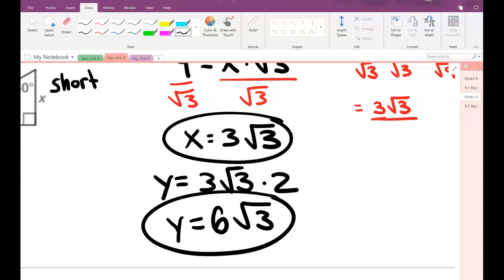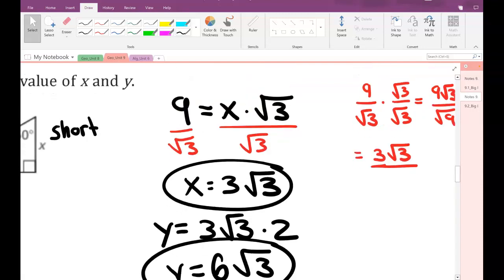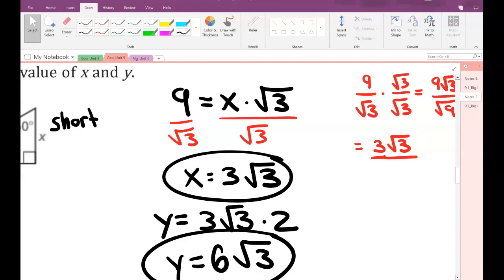While I showed you how to rationalize the denominator, I really haven't messed around with it yet. You can try putting this on Big Ideas: 9 divided by the square root of 3. I don't know if it'll work. You can always try it, but I'm not exactly sure if it'll take it.